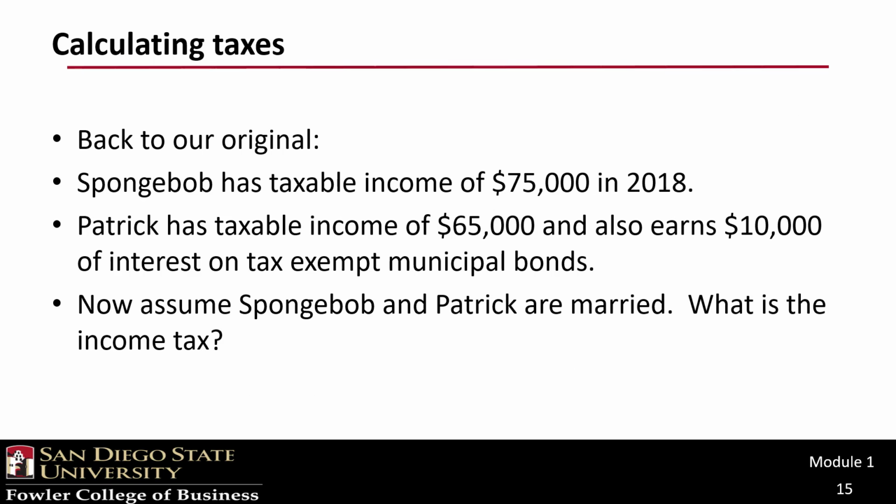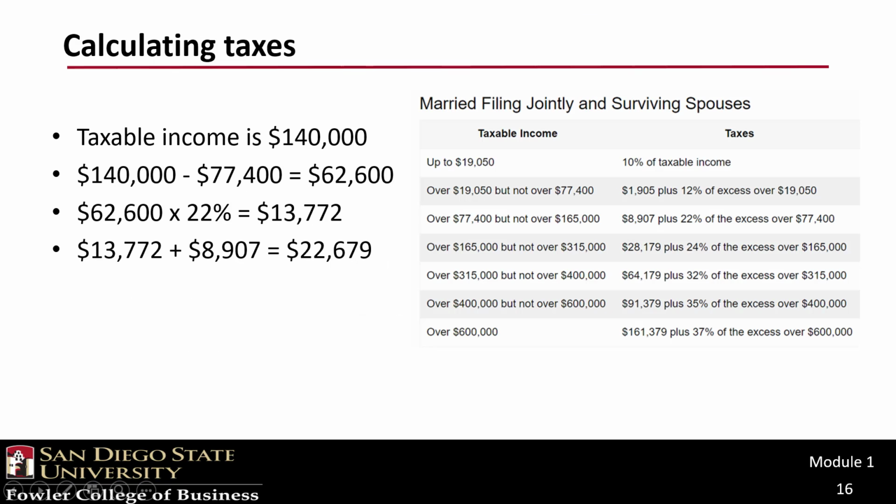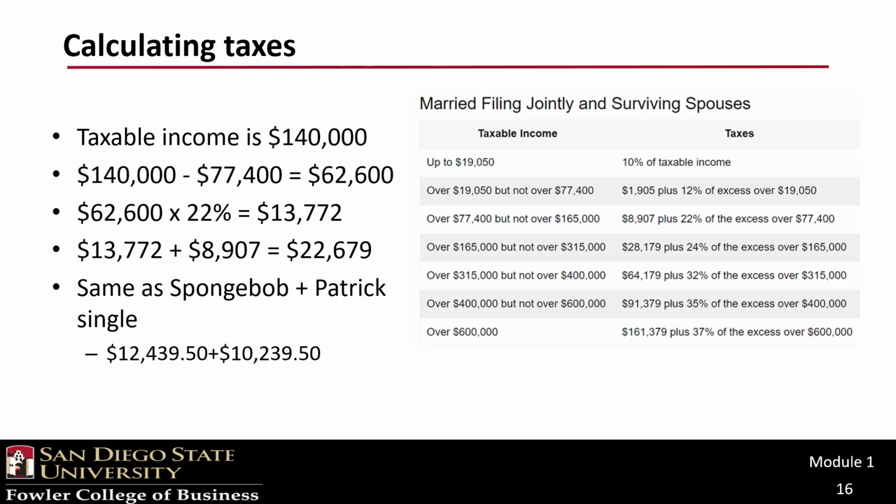Back to our original. So SpongeBob has taxable income of $75,000. Patrick has taxable income of $65,000 plus that $10,000 of tax exempt income. And now we're going to assume that SpongeBob and Patrick are married. So what would their income tax be? In this case, we use a different table. We use the married filing jointly table. And taxable income is $140,000. So we just put it through the meat grinder, minus the $77,400 times 22%. And you'd see that that's $22,679. As it turns out, that is identical as if SpongeBob and Patrick were both single taxpayers.